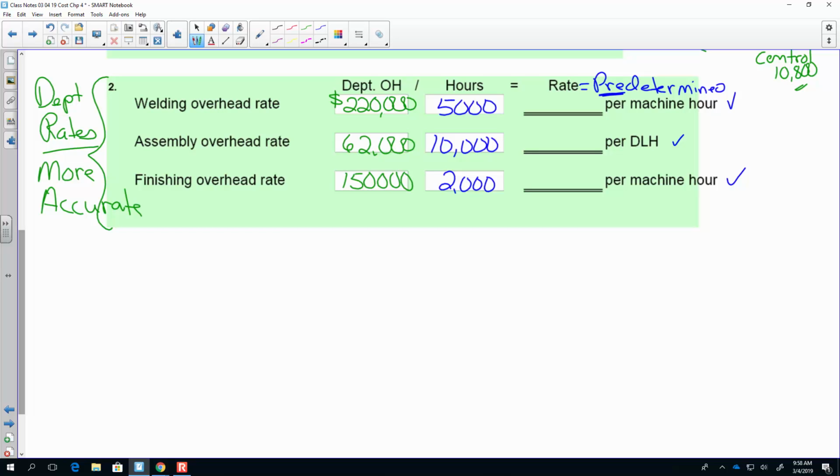So who can help me with these? 44 for the first one. 620 for the second one. Oh yeah, I could have done that one. And the last one's 75. 75, right? Very good. Excellent.